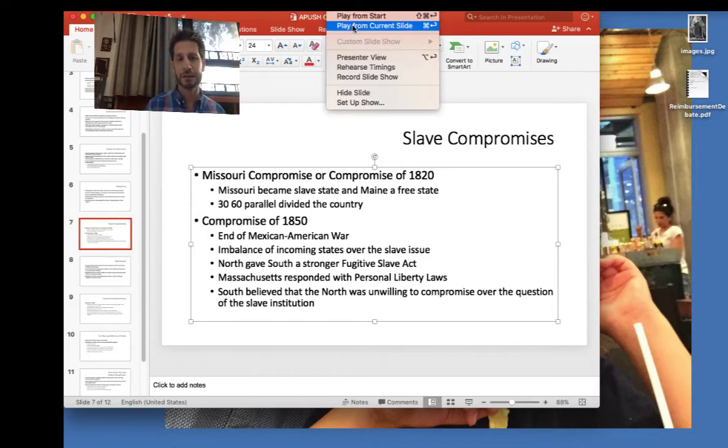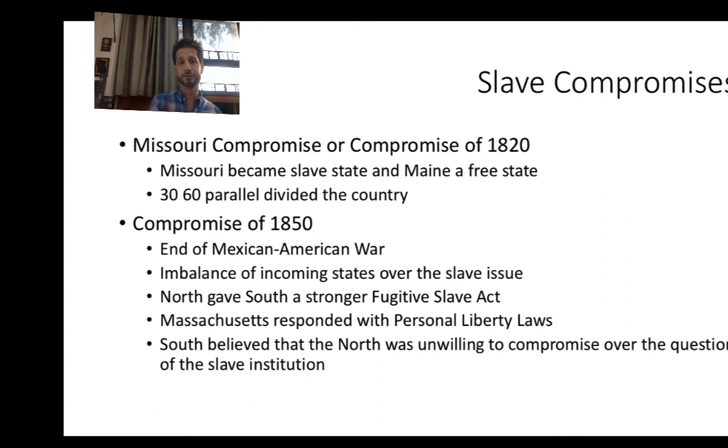So in order to keep balance, what they did was they made Missouri a slave state, and they carved Maine out of Connecticut and made that into a free state. So in order then to solve long-term problems, they passed something called the 36-30 parallel, which they believed if you take that 36-30 line, which is about the southern tip of Missouri, and draw it out across the country, anything that comes in above in the north is going to be free, anything below in the south would be slave.